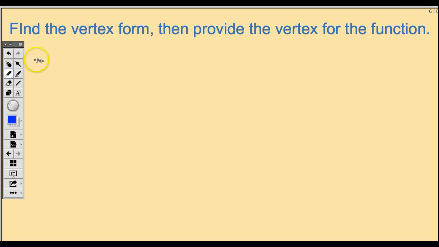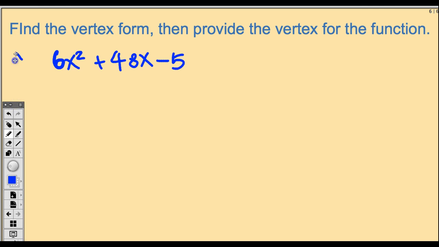Why isn't it writing? There you go, 6x squared plus 48x minus 5. And so that's the function, okay, where you have to find the vertex form. So let's go ahead and do this, okay?